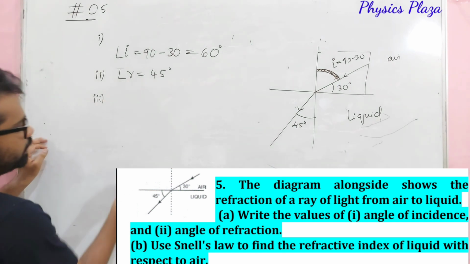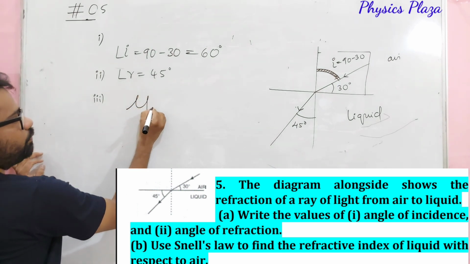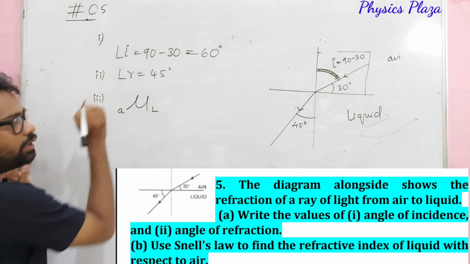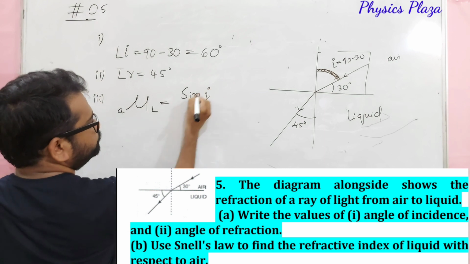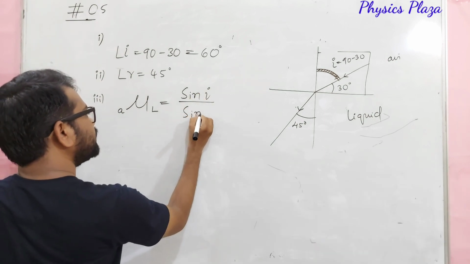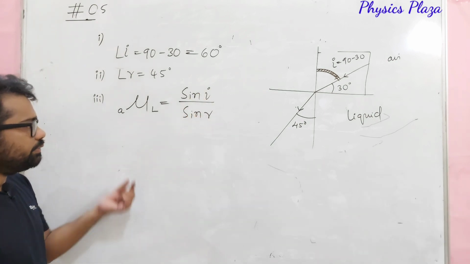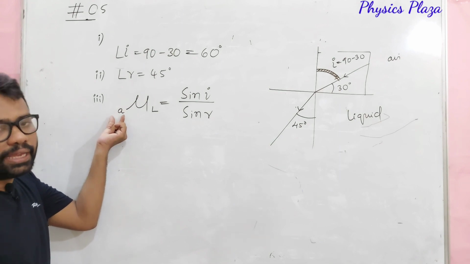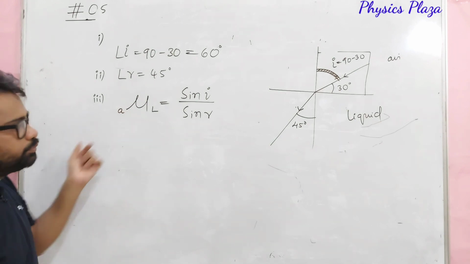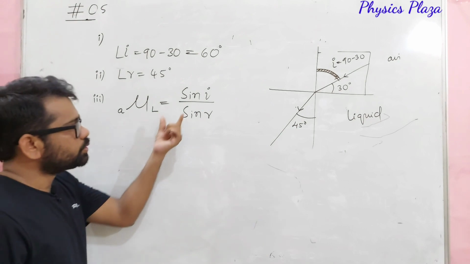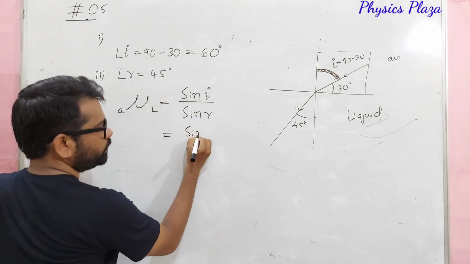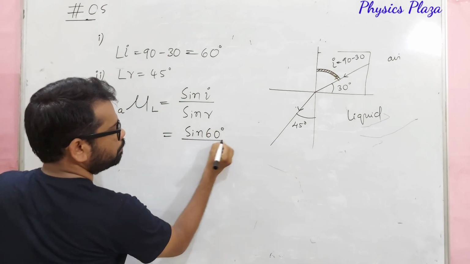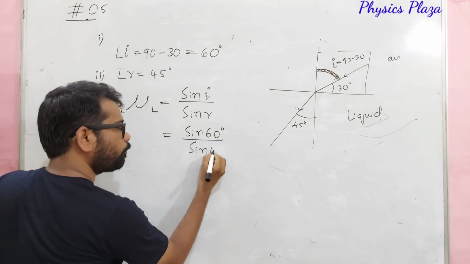Children, according to Snell's law, the refractive index of liquid with respect to air is equal to sin i by sin r. Anyhow, the refractive index of air is 1 only, so we don't take it here. Directly we can take mu L. So here you can substitute the values of i and r. It is sin 60 by sin 45.